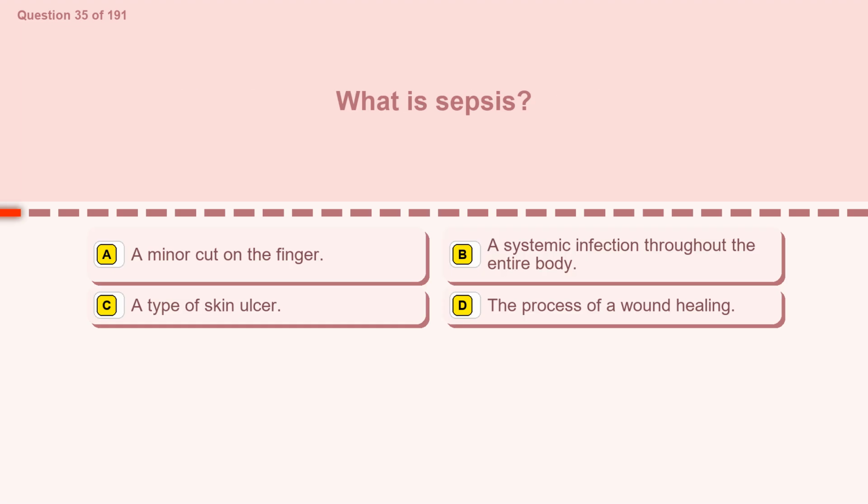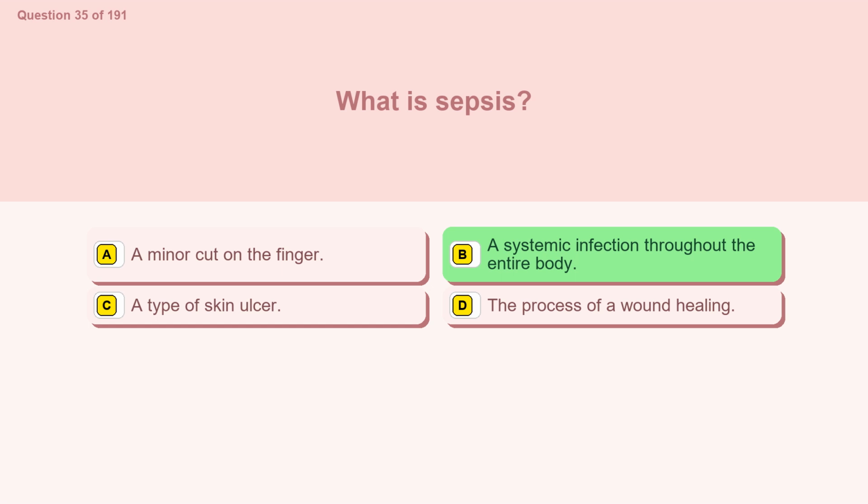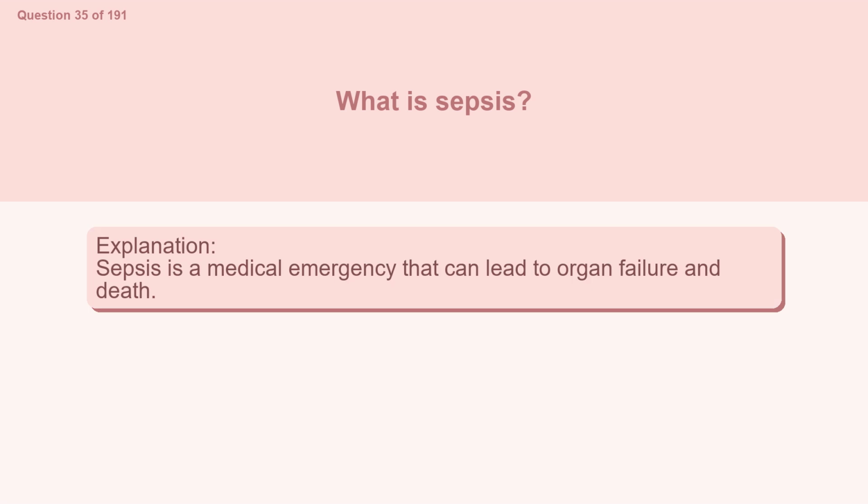Question 35. What is sepsis? Option A. A minor cut on the finger. Option B. A systemic infection throughout the entire body. Option C. A type of skin ulcer. Option D. The process of a wound healing. The correct answer is option B. A systemic infection throughout the entire body. Sepsis is a medical emergency that can lead to organ failure and death.